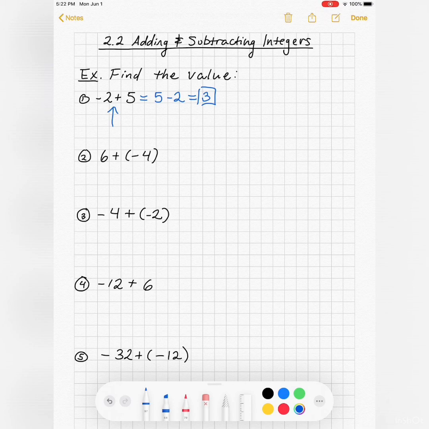Okay, what about number 2? So number 2, I actually have an unnecessary parentheses because 6 plus a -4 is the same as just 6 minus 4. 6 minus 4 is 2. Same idea in number 3 here. -4 plus a -2 is the same as -4 minus 2.